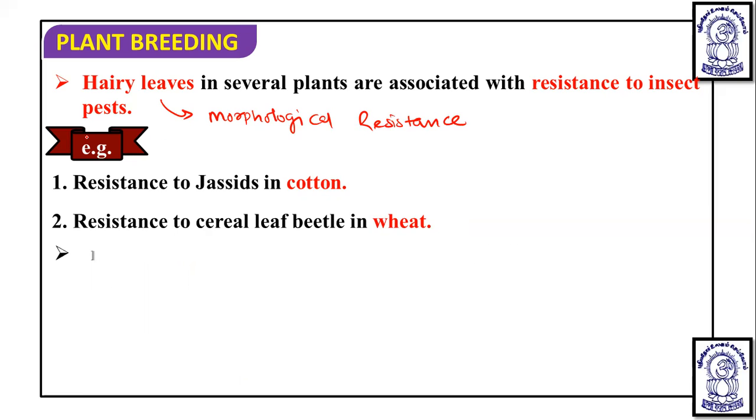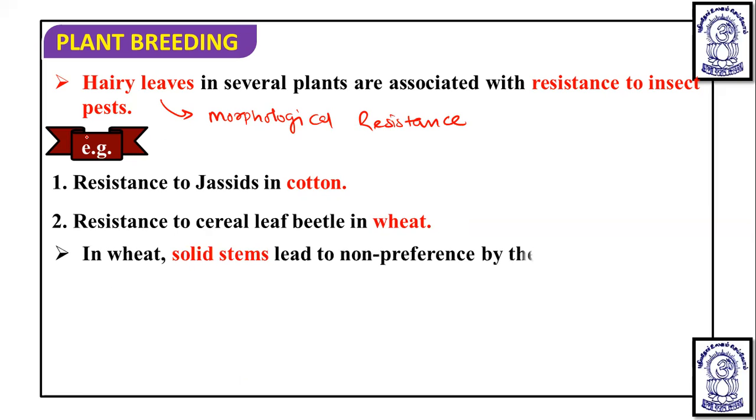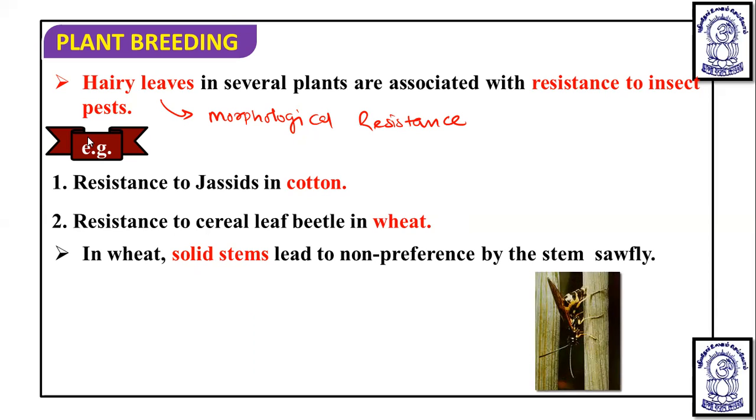After this, another example: in wheat, there is development of a solid stem, and due to the solid stem there is non-preference by the stem sawfly. So the stem sawfly is not going to affect this wheat and cause disease. This solid stem is not preferred by the stem sawfly, so the presence of a solid stem is also a morphological resistance.